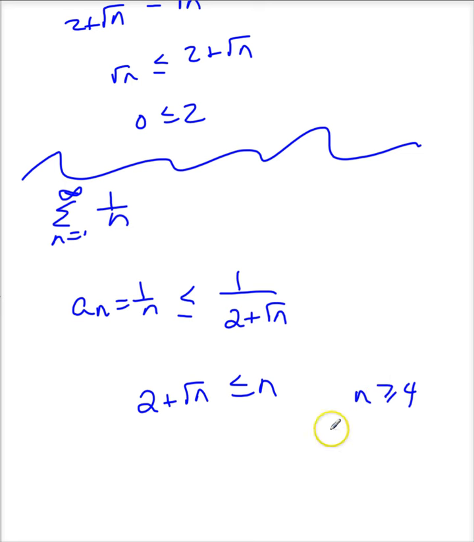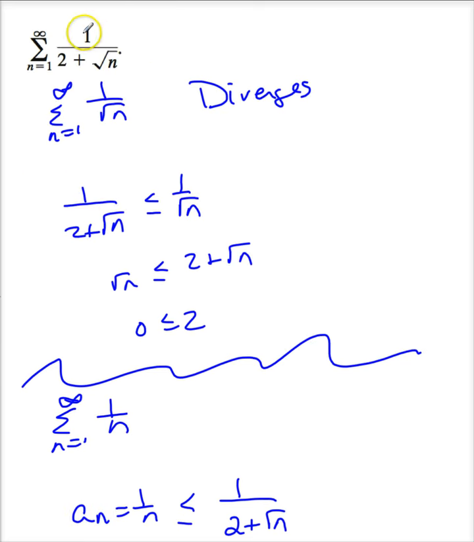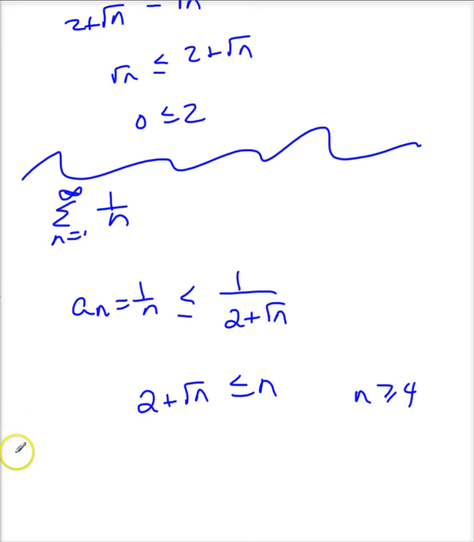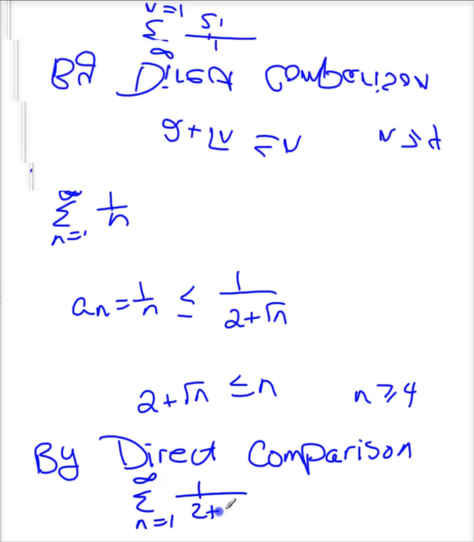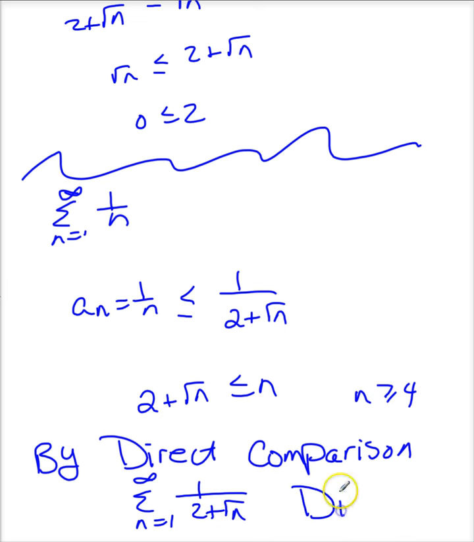So I can say for n greater than or equal to 4, this is always true. Remember, I don't care about the first 3 terms. So by direct comparison, the sum as n goes from 1 to infinity of 1 over 2 plus the square root of n diverges.